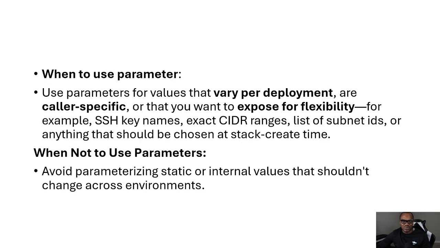When are you supposed to use parameters? You use parameters for values that vary per deployment, or are customer specific, or that you want to expose for flexibility during the stack creation. It can be SSH key names, it can be your CIDR range, it can be the subnet ID that you will use. This will give you an opportunity to choose these values during stack creation.